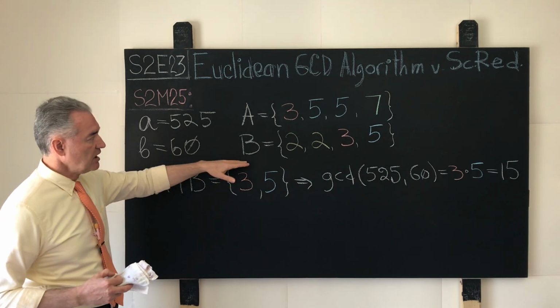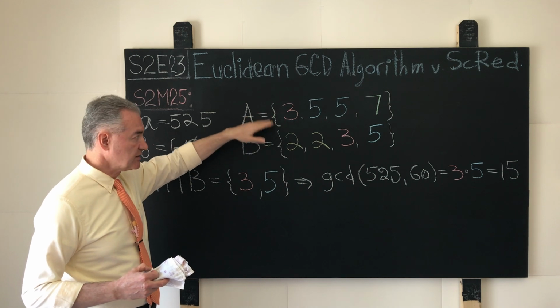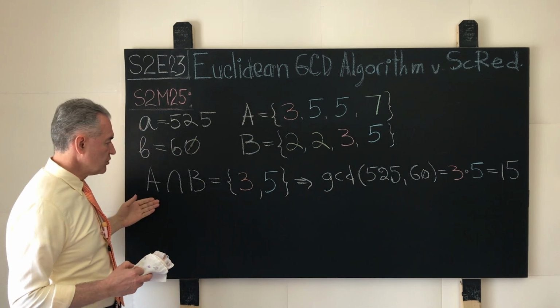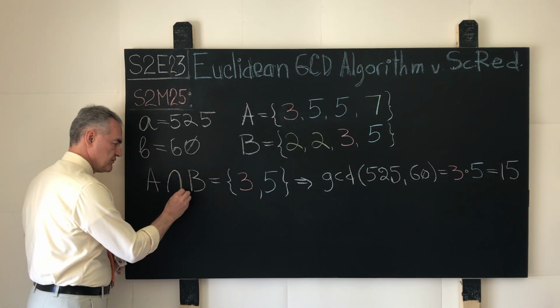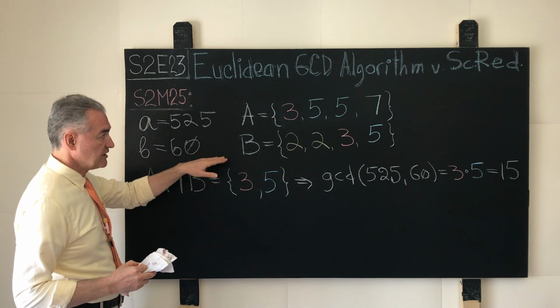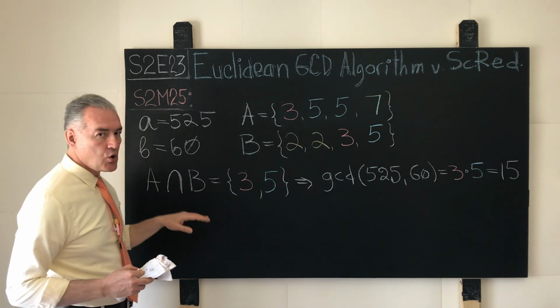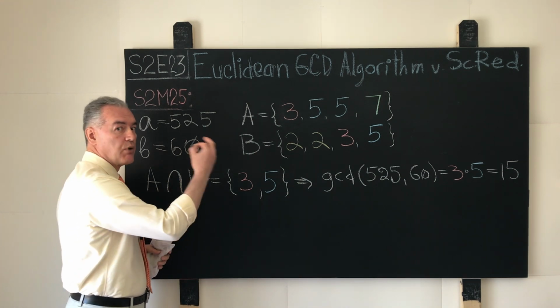Now, these constructs over here are called multisets. These are not sets, but technically multisets. And when we construct the intersection, shown over here with this funny sign, of these two multisets, we basically take all the elements in each multiset that are present in both multisets.